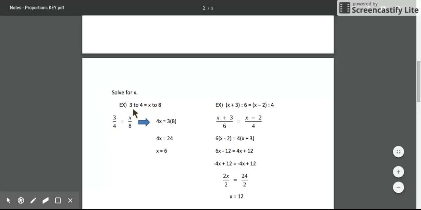So if I have 3 to 4, I could write that in fraction form. If I have x to 8, I could write that in fraction form. We're setting them equal to each other to set up the proportion, and now cross multiply. So you have 3 times 8 is equal to x times 4. So we could have 4x equals 3 times 8, which is 24. And then solve for x by dividing both sides by 4, and we can find our solution for this missing value is 6. And that's true. If I double this ratio, I do get 6/8.